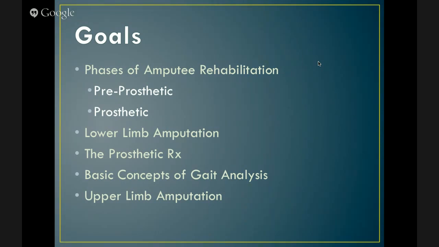I'm not going to belabor this too much just because you guys had a talk with Dr. Eskenazi a couple weeks ago, who has a little bit more experience than me in that sort of thing, just by 30 years. And then we'll touch a little bit on upper limb amputation, although, like I said, this is not the majority of what we see, so the amount of time I'm going to dedicate to this is not going to be terribly in-depth.